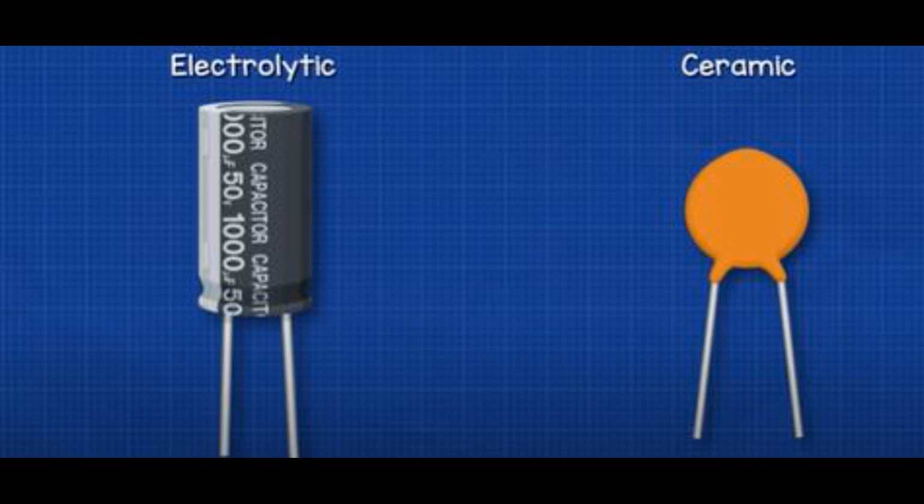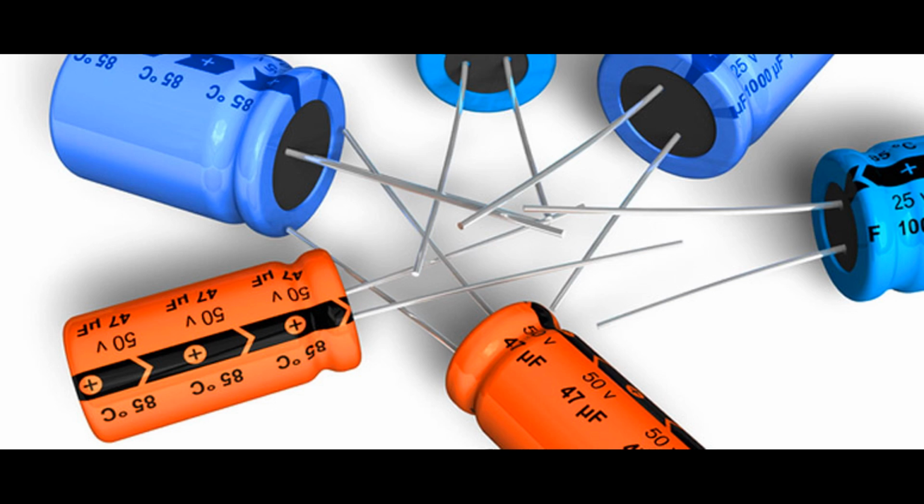RF and microwave energy conversion. Description: capacitors are used to create and manipulate RF, radio frequency, and microwave signals in communication systems. How it works: capacitors are used in resonant circuits, filters, and impedance matching networks to convert and control RF and microwave frequencies. Example: in RF amplifiers and communication systems, capacitors help in tuning and filtering signals to achieve desired frequency characteristics.